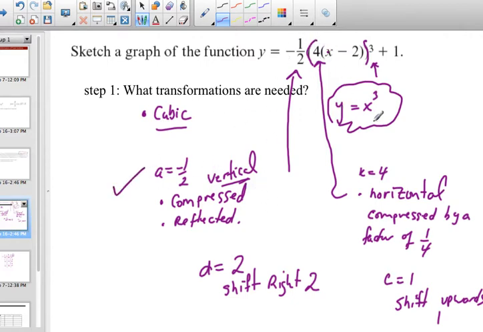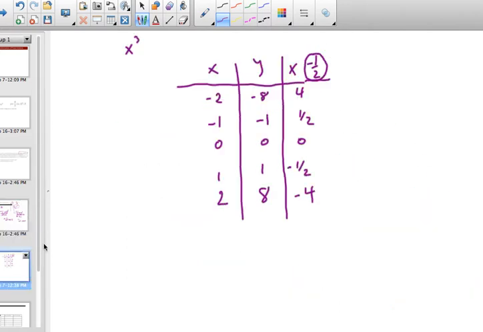Next, I'm going to do my horizontal compression. Now the horizontal compression is we always multiply horizontally by 1 over whatever the k happens to be. And that's why I wrote a fourth here. Now a horizontal compression affects the horizontal values, which are the x values. So I'm going to multiply all these by a quarter. So when I multiply by a quarter, I get negative a half. Multiply by a quarter, I get negative a quarter. Multiply by a quarter, I get 0, a quarter, and a half.